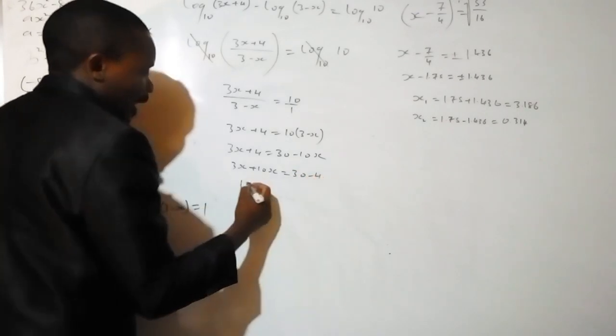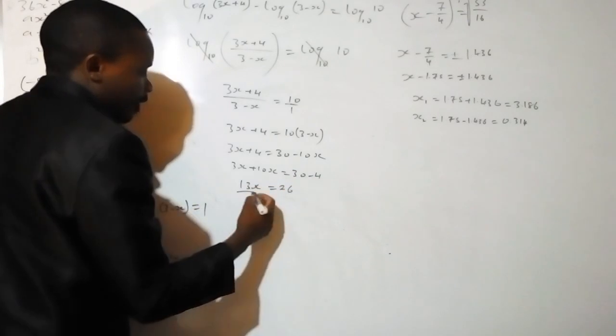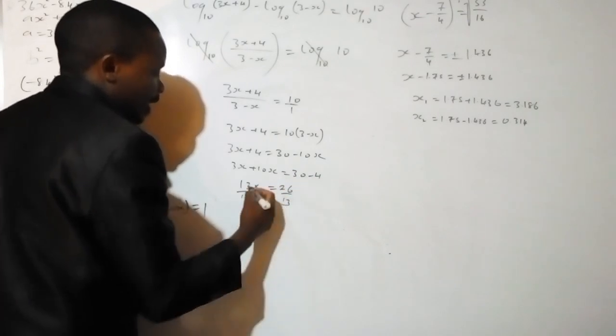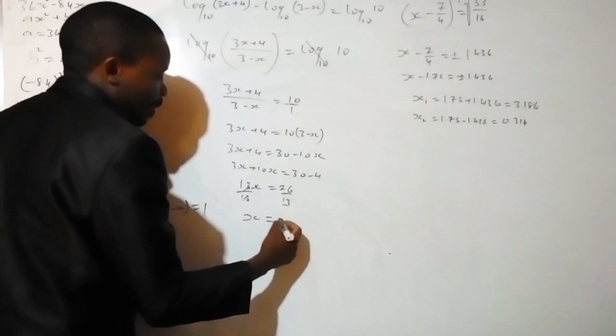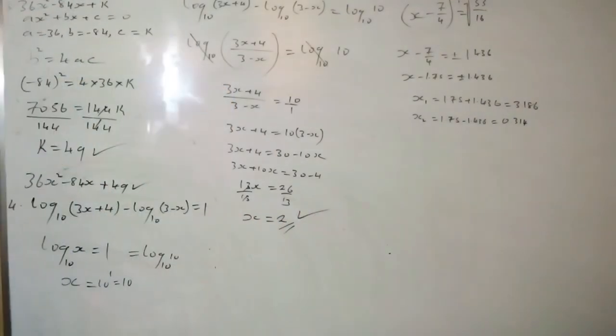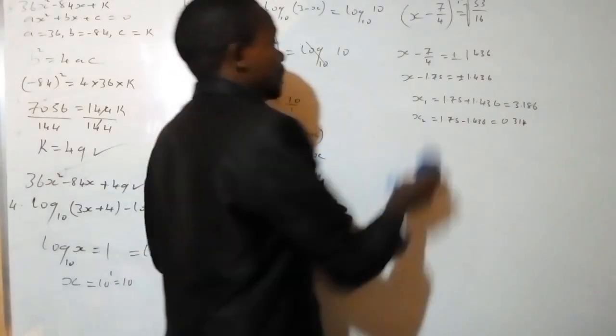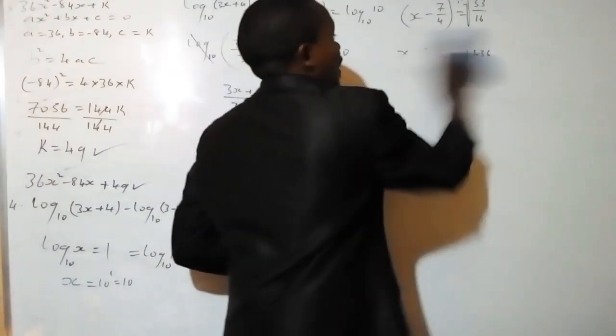13x is equal to 26. Divide by 13 on both sides, and x is supposed to be 2. That is the correct answer. That's how we are supposed to do that, my good learners. You can proceed to another question.